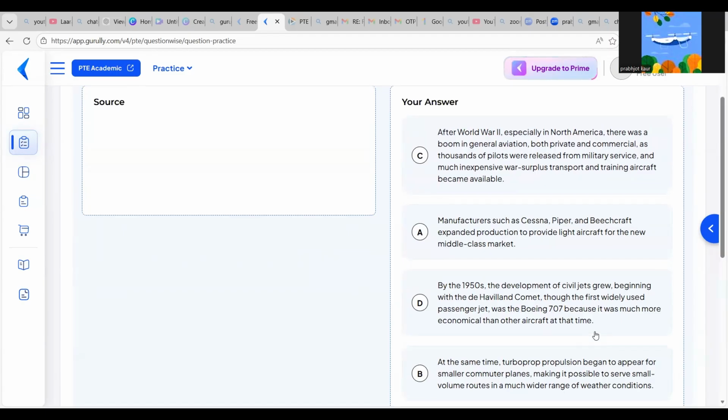You can read the whole paragraph and match the information, and after that I can explain this one too. So you can pause the video to read the whole paragraph.